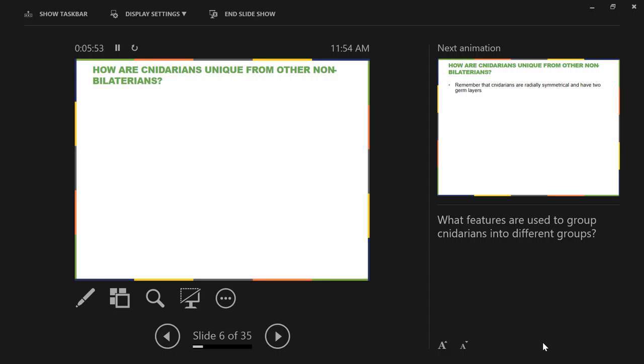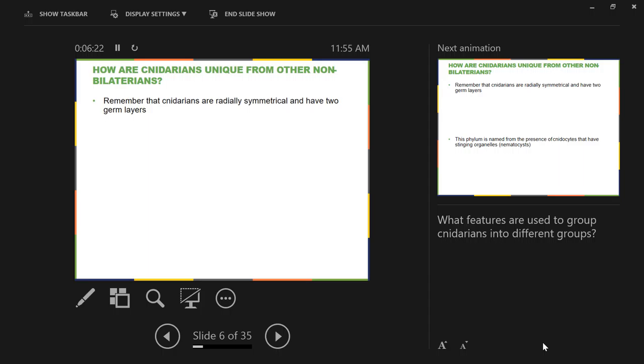Well, we know if they're bilaterians, they are going to be radially symmetrical, and they're going to have two germ layers. Okay, that goes along with being non-bilaterian, unless you're a sponge, of course. Then you have no germ layers and you have no symmetry. But if you're not bilaterally symmetrical and you're not a sponge, you are radially symmetrical and you have two germ layers. What are those two germ layers? Anyone remember?